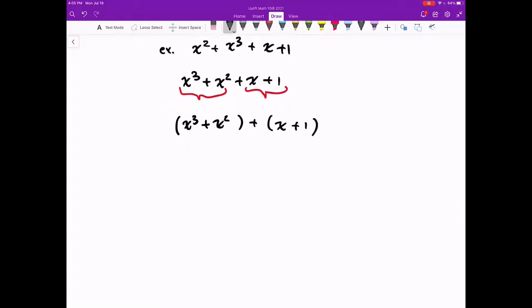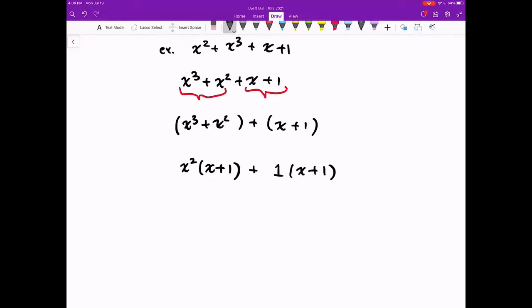Now we treat each group as a separate binomial which we can take the GCF out of. So we look at x³ + x² first. We can see that in that first group, there is a GCF of x², which we can take out, and then find what is in the brackets. Then we do the same with the other group. In this case, there really isn't a GCF, but just to make this more visually simple, we're going to take out 1, even though it's not a GCF. It just makes it simpler to see.